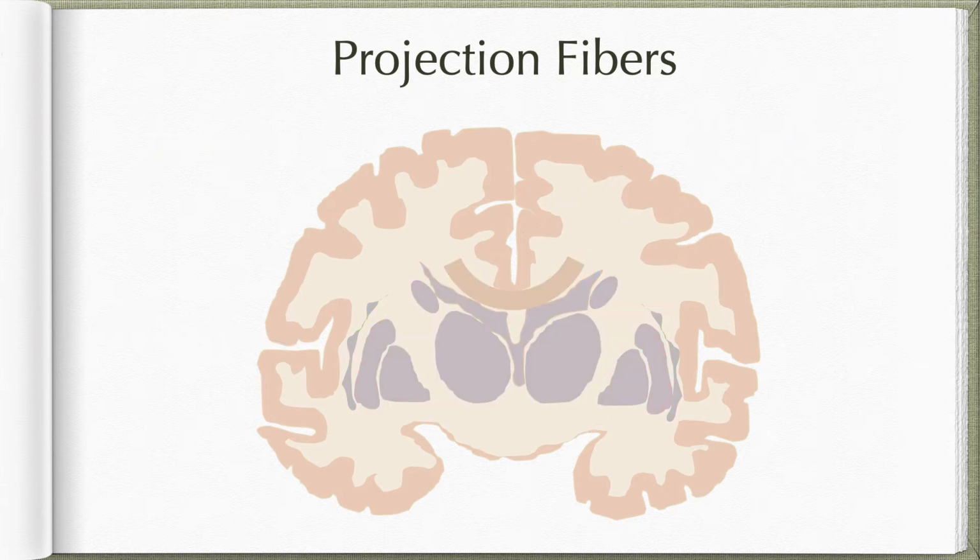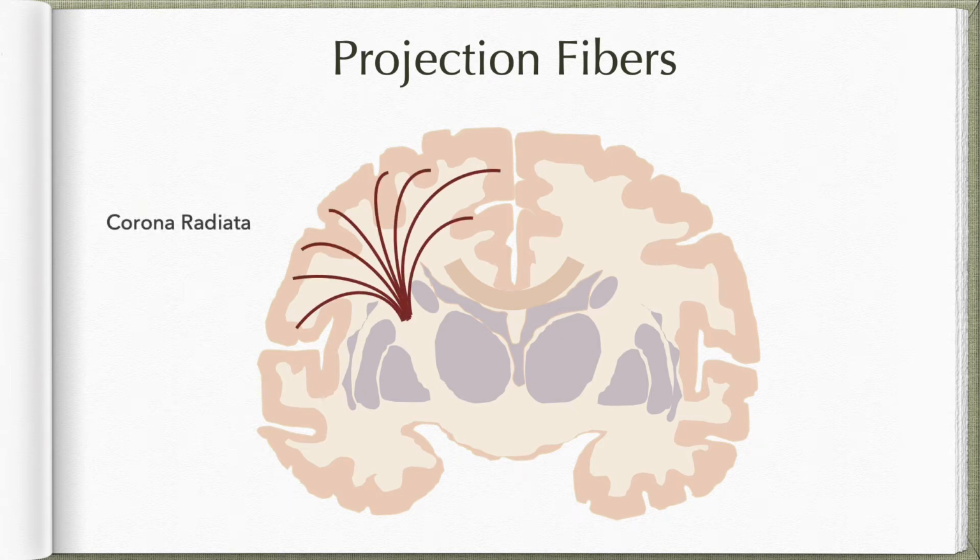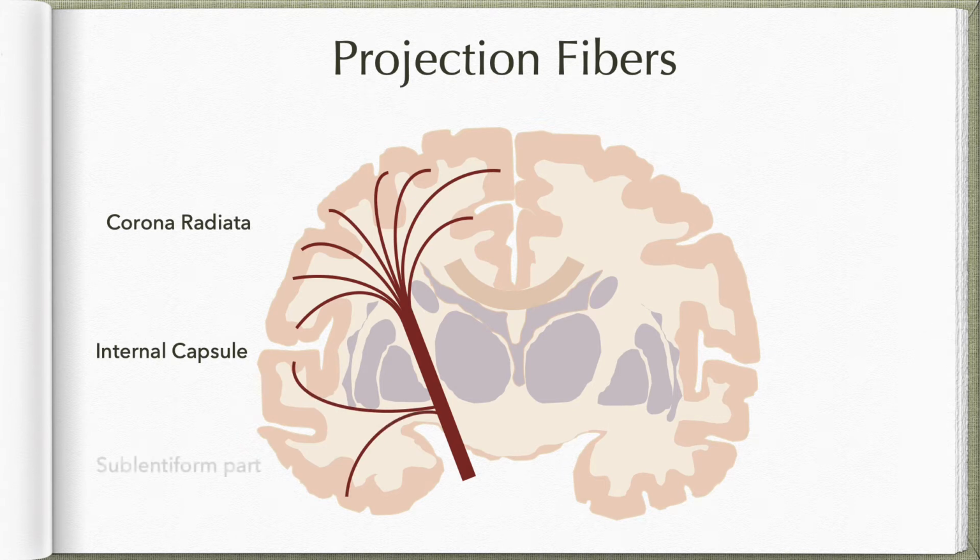So if you see this area, in the upper part, the fibers which are reaching the cortex or coming down from the cortex, they will form what is known as corona radiata, because these fibers are radiating towards the cortical area. And as they descend down, they form a compact fiber bundle. That is what is the internal capsule. Now, internal capsule also sends some of the fibers below the lentiform nucleus. That part is known as sublentiform part.